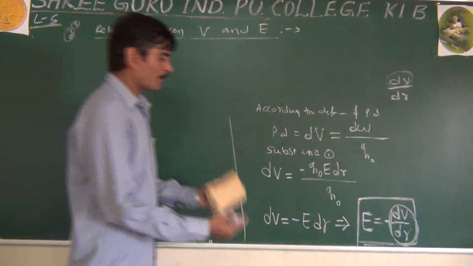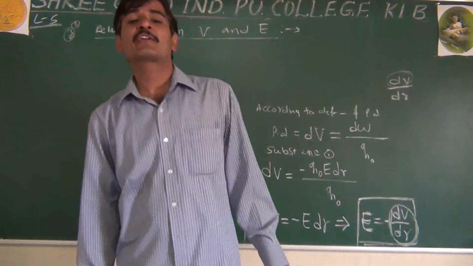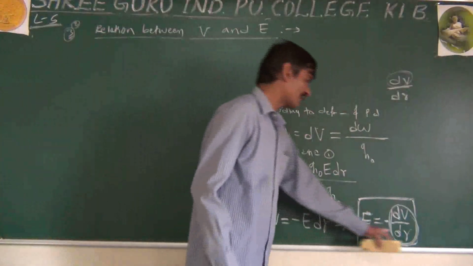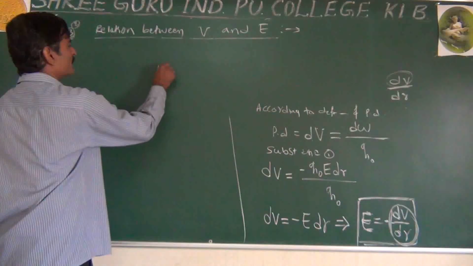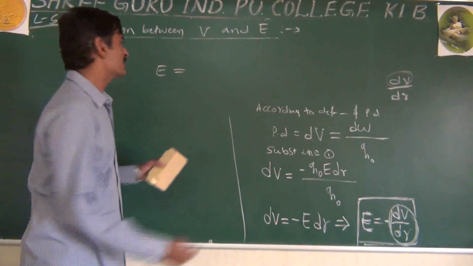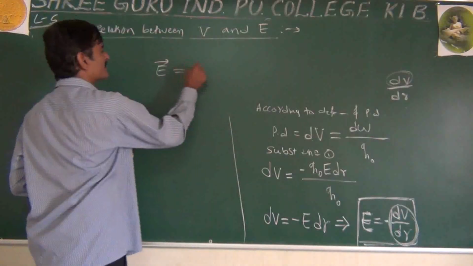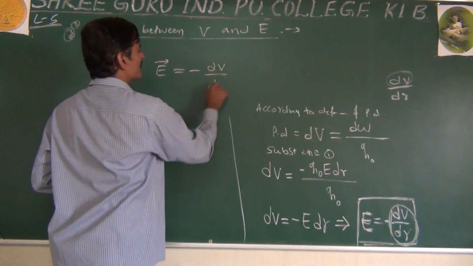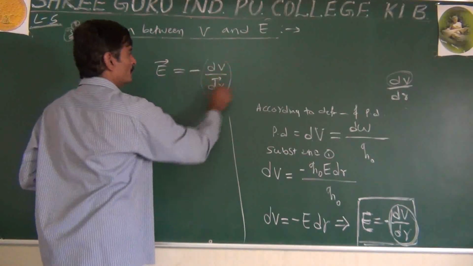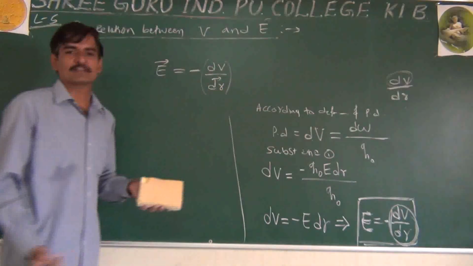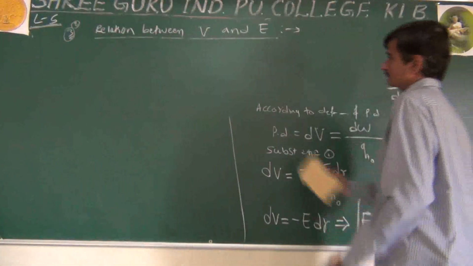Okay. Now we can write another definition for electric field intensity by using this formula. Electric field intensity is defined as the negative potential gradient. This is another definition for electric field intensity.